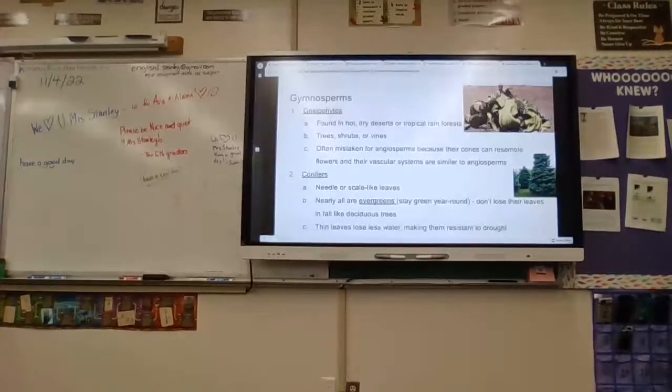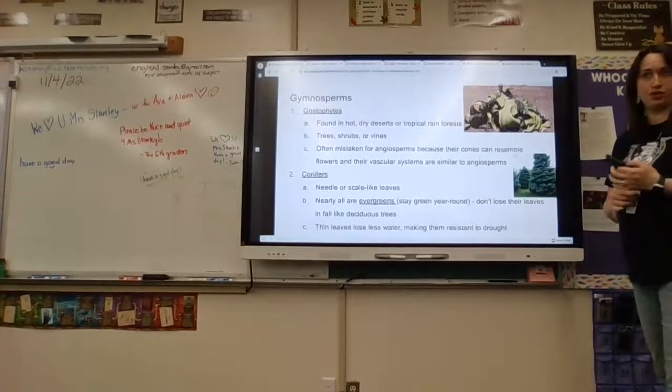Part of the reason that they stay green is because they don't need nearly as much water as deciduous trees. Those thin leaves don't lose much water to transpiration. Remember when we talked about that? It was part of the water cycle. Which also makes them really good at resisting drought.